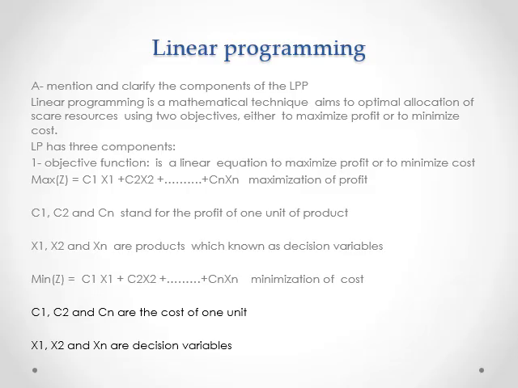Max stands for maximization, C1 and C2 up to Cn stands for the profit of one unit of product. What that means, C1 is the profit of one unit of product X1, C2 is the profit of one unit of X2, and Cn is the profit of one unit of Xn. So actually, as we mentioned before, objective function is a linear equation. A linear equation معادلة خطية.